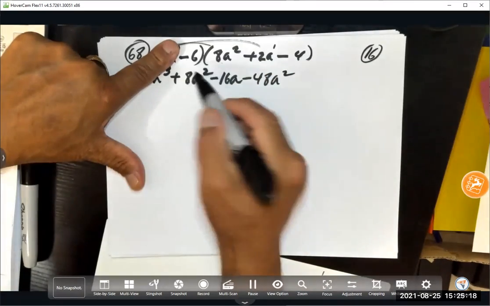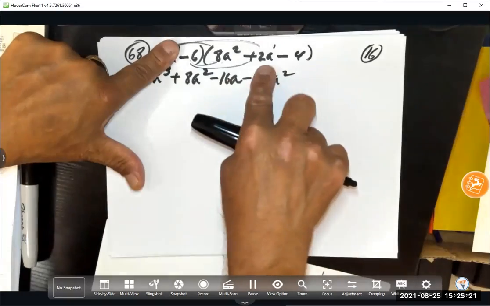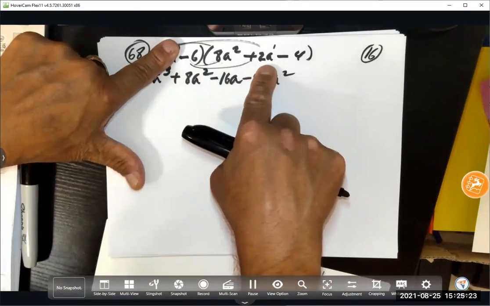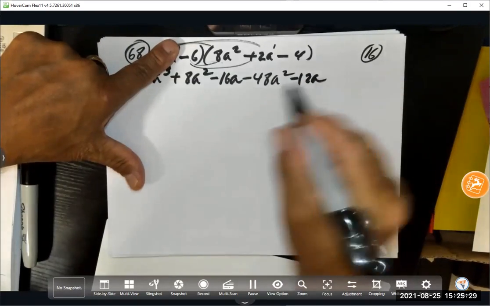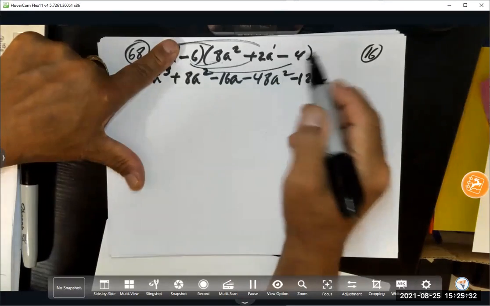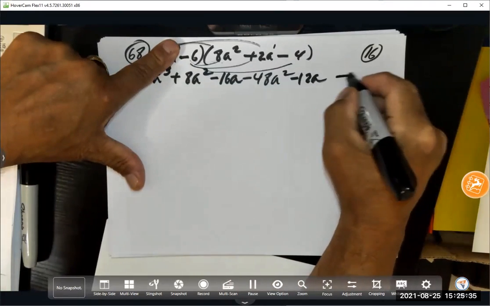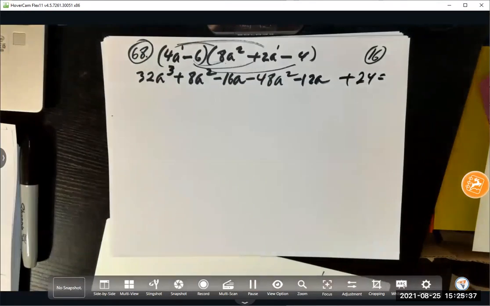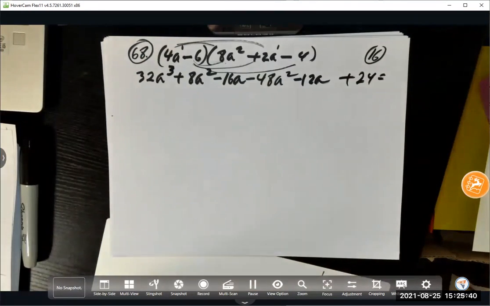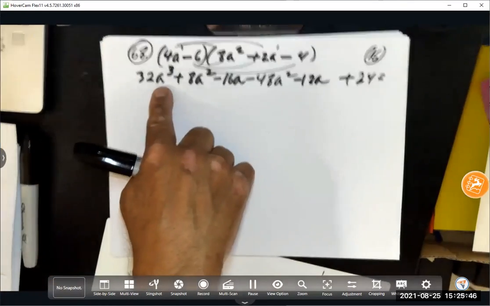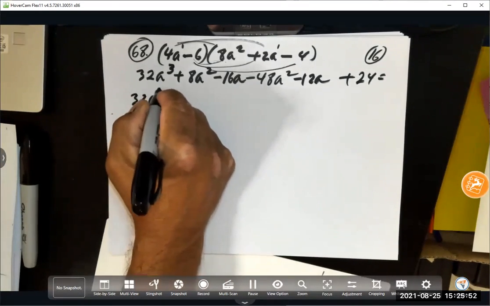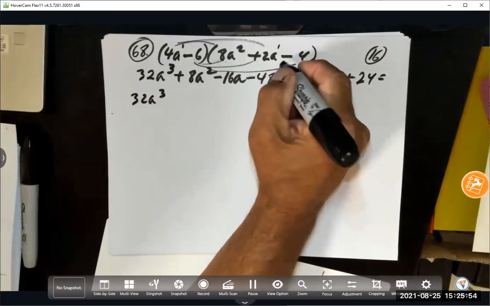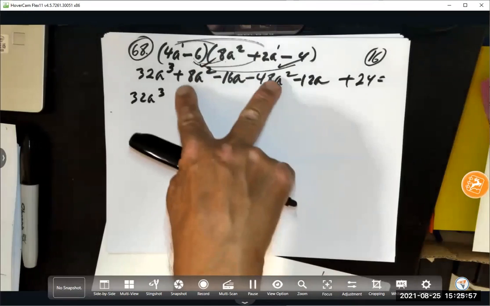And what's the negative 6 times the middle one? Negative 6 times 2a. Negative 12a. And then the last one, a negative 6 times the negative 4. What do you think that is? Positive 24. Okay, so now I'm going to put like terms together. Let's see. I have cubes. Any more cubes? No. That's it? Okay, write it down. All right. Now I have squares. I have this one and I have this one. How much is that?